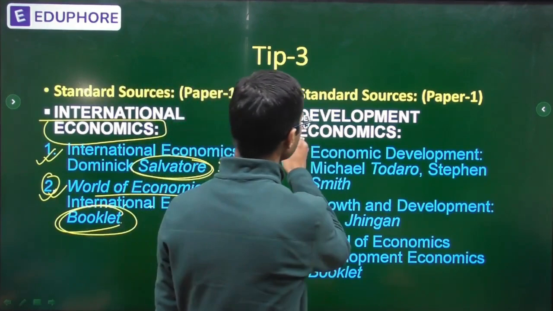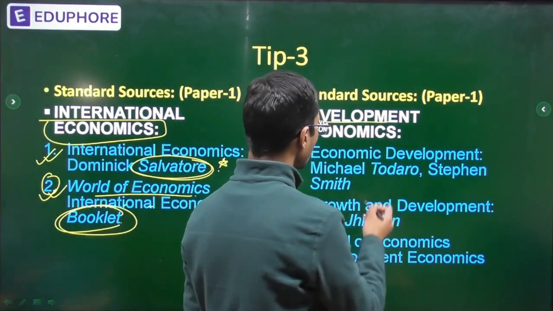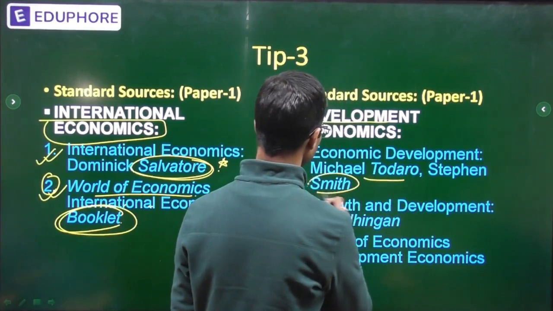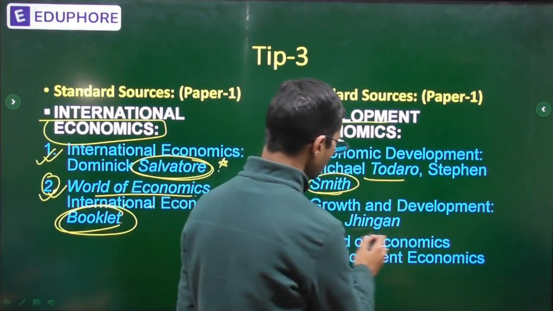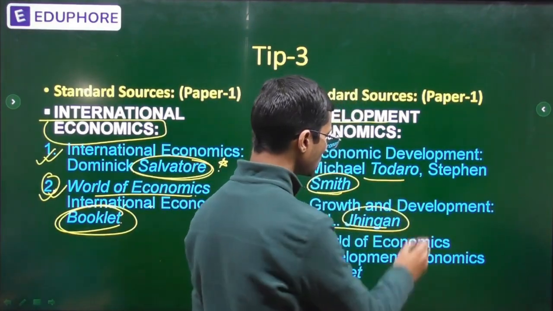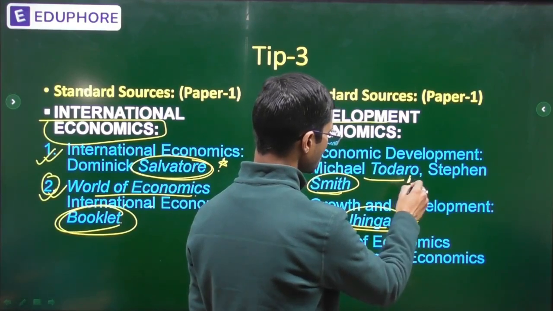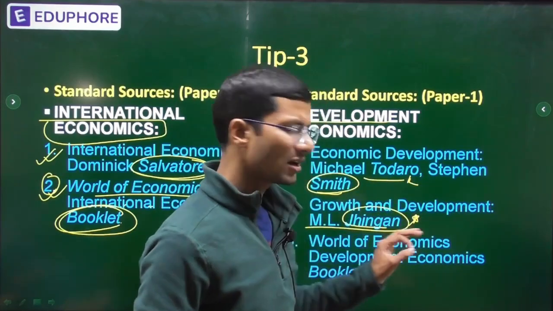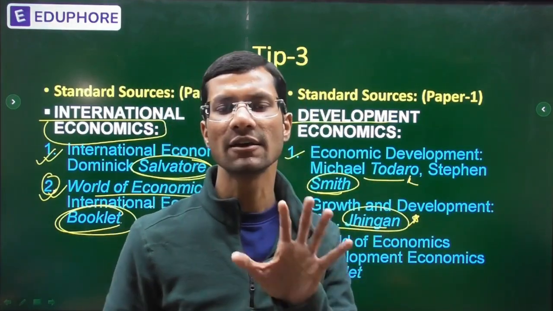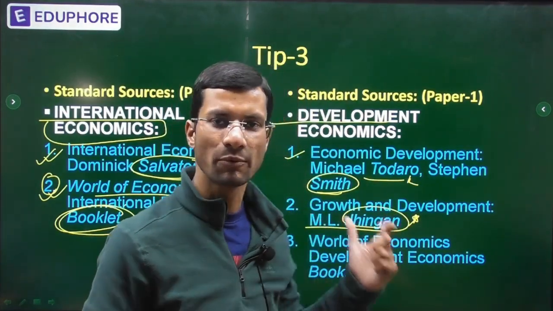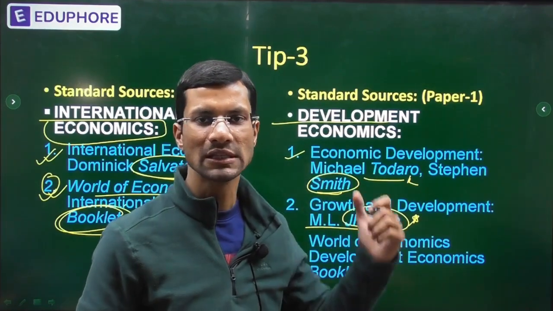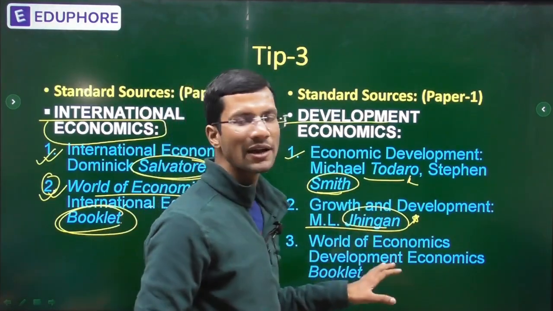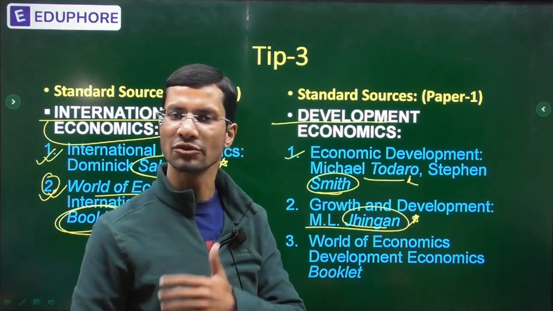Okay? Then if we talk about development, again we have Todaro and Smith. Then we have the Jhingan book, that is Growth and Development. Okay, you can read it as well. But Todaro and Smith is not going to cover each and every aspect of your syllabus. Remember, none of the books is going to cover each and every aspect of your syllabus. That's why booklets become very, very important, because booklets give you comprehensive coverage of your entire syllabus.